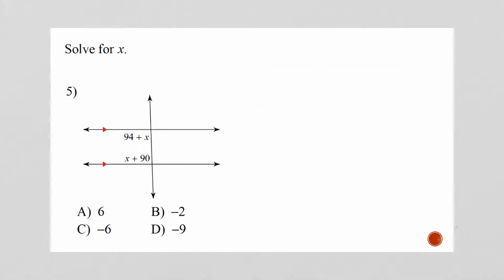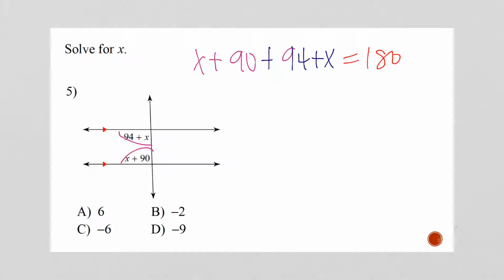Question 5 on your final is going to give you a pair of same side interior angles. So these two, because it's same side, are supplementary. So this is where you add them up to 180 degrees. So x plus 90 is the first angle, then 94 plus x is the second angle. They have a sum of 180 degrees because they're supplementary. Same side interior, supplementary. Combine like terms.